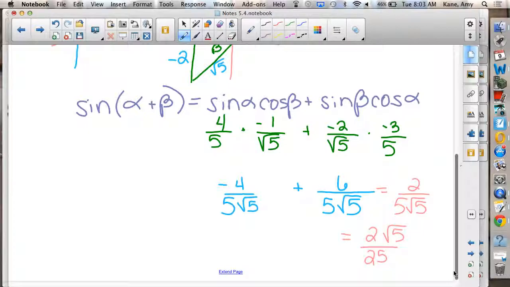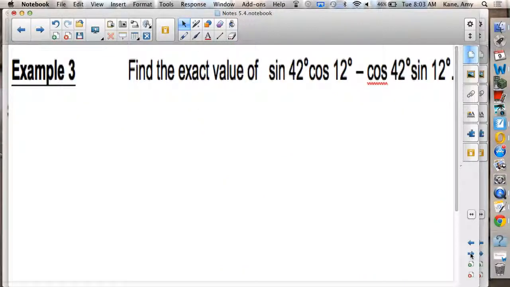So on the next page, I think there are just 2 other problems, just to kind of see other types of things that you can do with the sum and difference formula. So this is considered an expanded formula because you have the formula already written out for you, whereas the other ones are condensed. So I have like the sine of angle A plus the sine of angle B. Here, the formula is in its expanded form. So I want you to find the exact value of this expanded form. We have the sine of 42 times the cosine of 12. You're subtracting the cosine of 42 times the sine of 12.